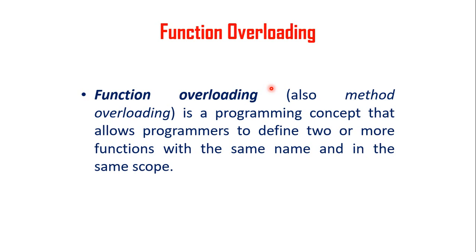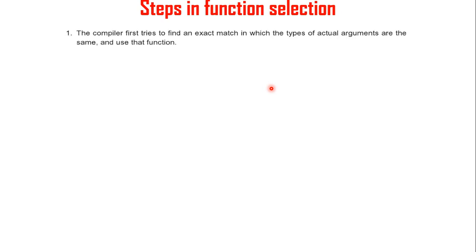So by using the same name only, we can write the functions, but only the inputs will vary. Let's see that with an example. Steps in function selection. When you have functions with different arguments, how is it going to select?